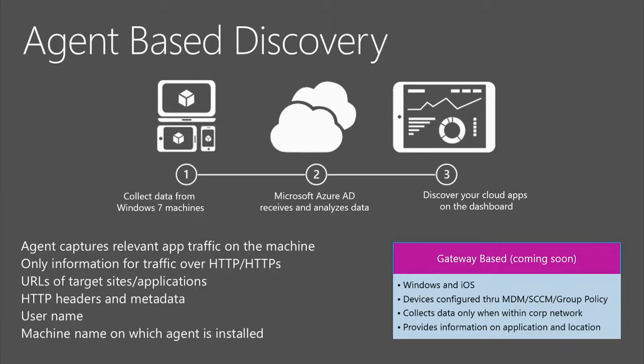It focuses on HTTP and HTTPS, and it gains the URLs, the HTTP headers, the metadata, the username, and the machine name. Then that gets pumped up to the cloud, and that's where you get the good reporting. In the near future, there'll be a gateway-based option for Windows and iOS, which gives you a little more breadth in terms of the applications, but it's really focused on on-premises access.